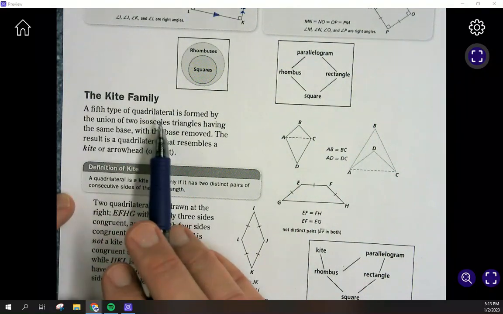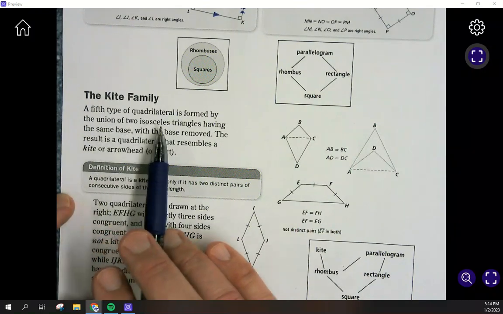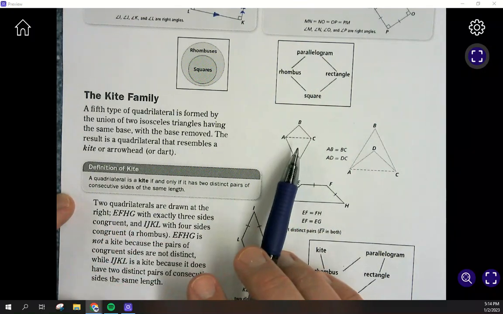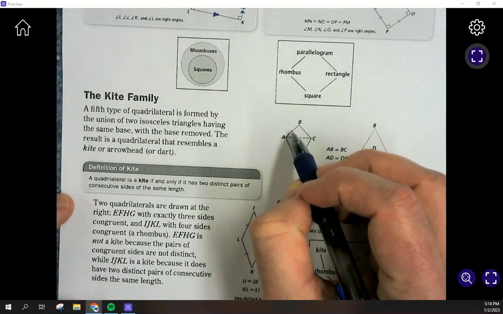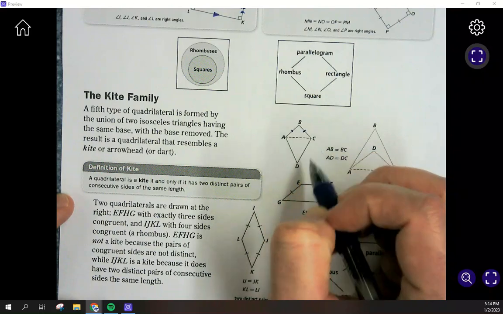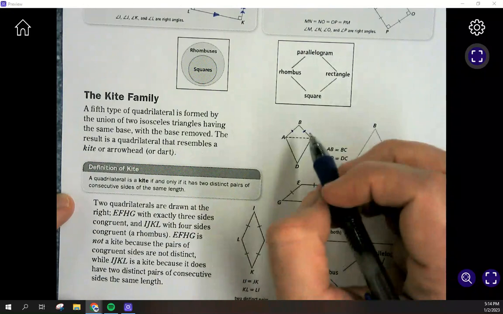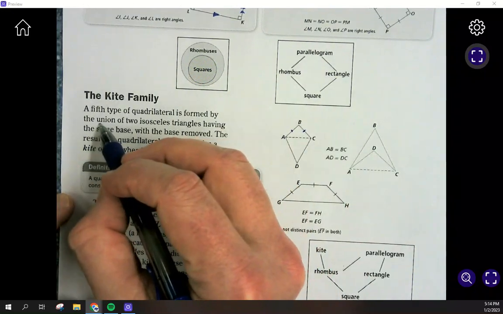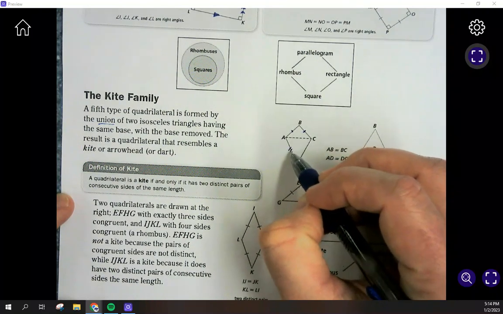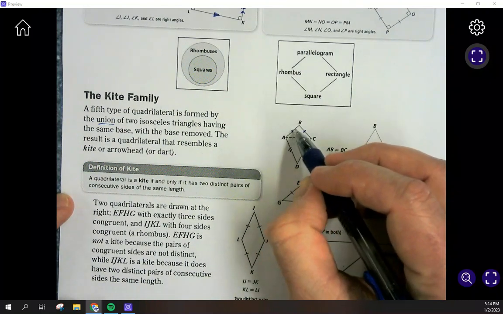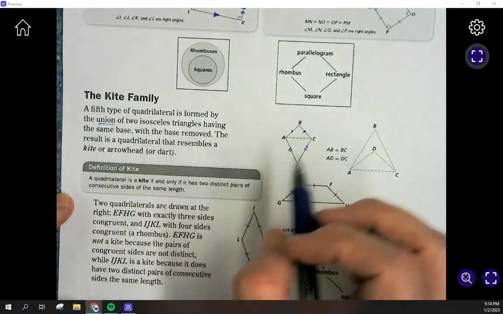Okay, so a kite, the fifth type of quadrilateral that we're going to look at, is formed by the union, or the combination, of two isosceles triangles. If you take a look at this shape right here, I've got this isosceles triangle up here, which means this side equals this side of triangle ABC. That's an isosceles triangle. Combined, so that's the union, means combined, with this triangle ACD. These sides are equal to these sides. Not necessarily equal to these, it's its own isosceles triangle, with the bases removed.